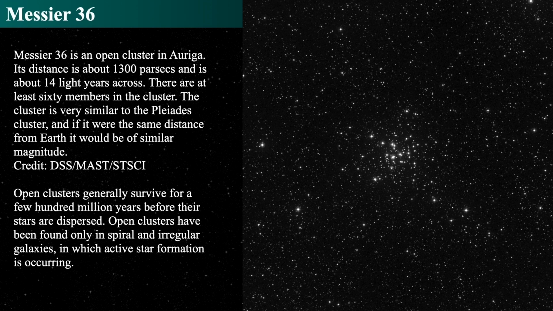And here's another prominent one, Messier 36. It's about 4,000 light years away, about 14 light years across, and it's got at least 60 members in it. It's similar to the Pleiades, and if it were that distant, it would be about the same brightness in the sky. Now, such star clusters only survive a few hundred million years, a few trips around the Milky Way, before the stars get dispersed. And open clusters are also only found in spiral-type galaxies, which is where star formation occurs. So they are centered in star-forming locations.